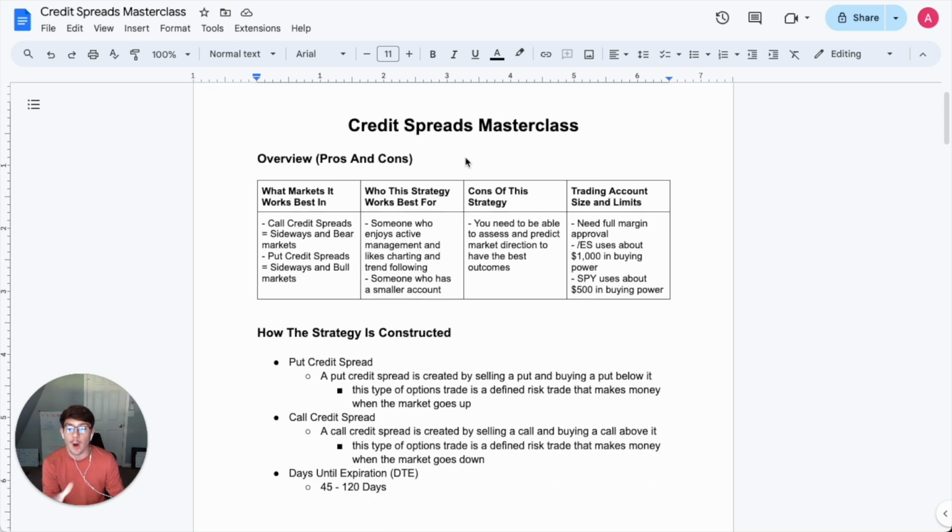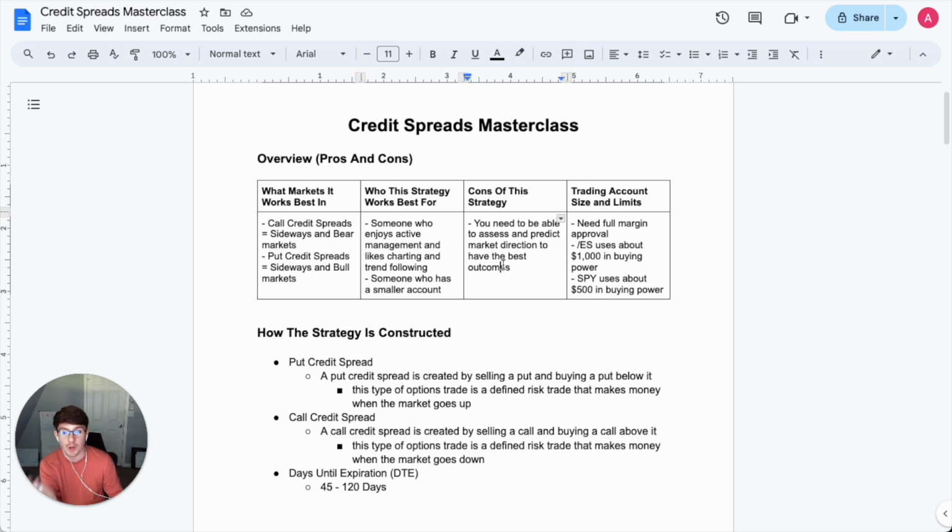So what markets do credit spreads work best in? Well, if you're doing a call credit spread, you're looking best at sideways markets and bear markets. So range bound and downtrending markets is what call credit spreads are for. Put credit spreads are for range bound markets and bullish markets, so markets going up.